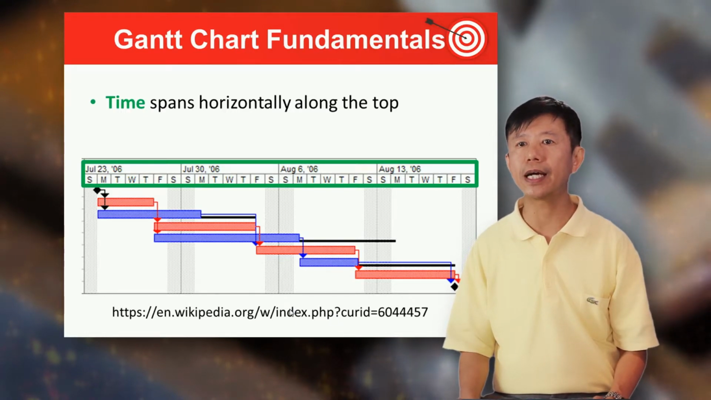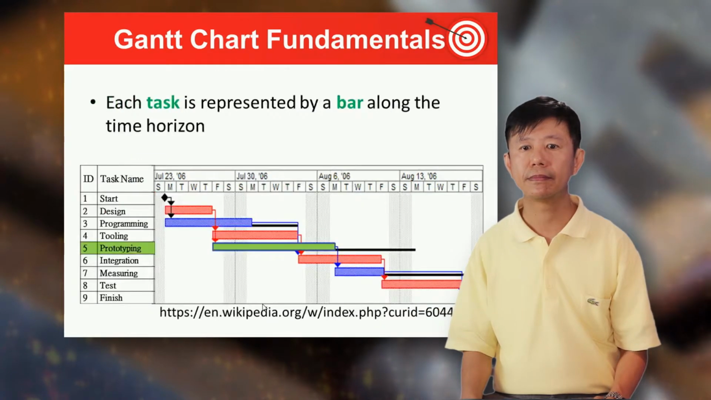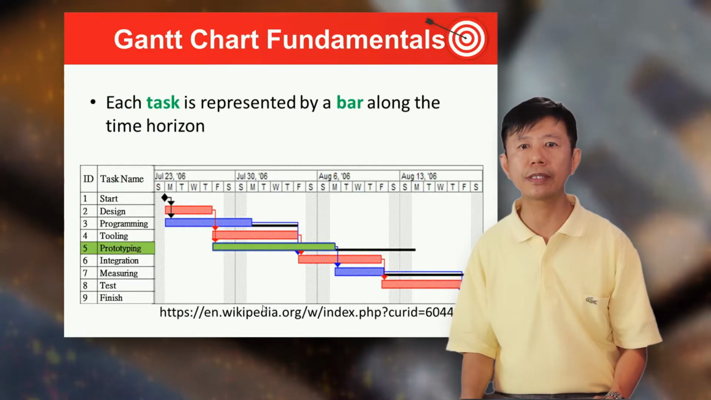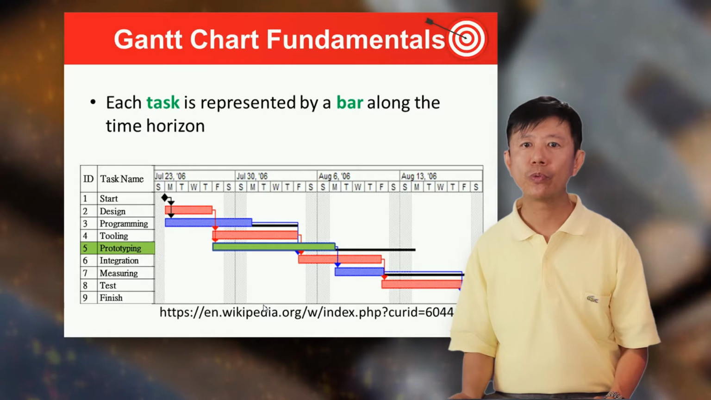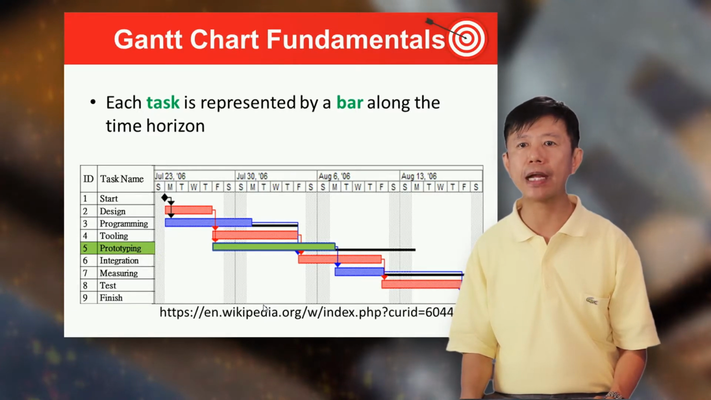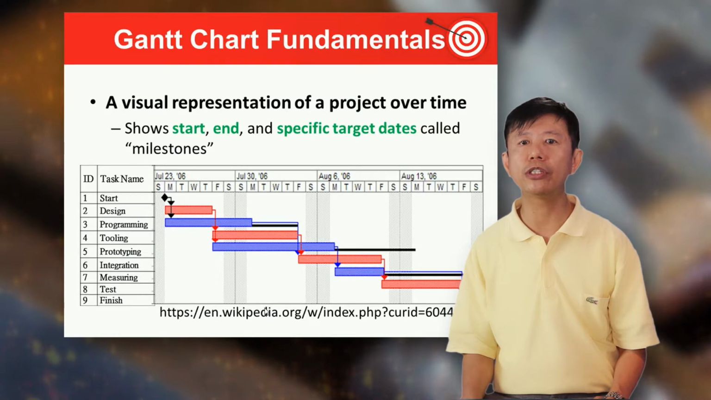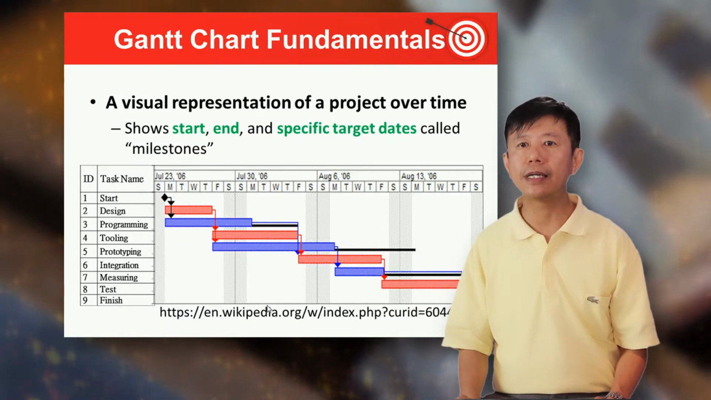You can see in the figure, time spent horizontally along the top. And each task is represented by a bar along the time horizon. For example, ID number 5 task with green background is represented by the green bar in the Gantt chart. The Gantt chart also shows start and specific target dates called milestones. The left and right sides of a bar show the start and end dates of a task, respectively.